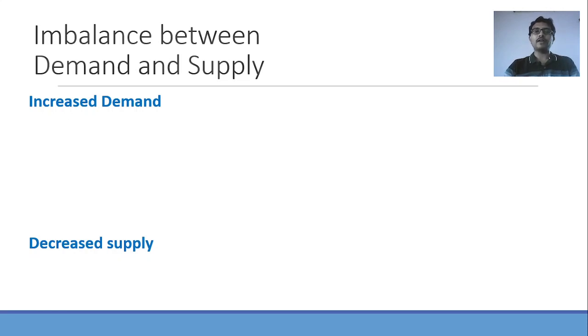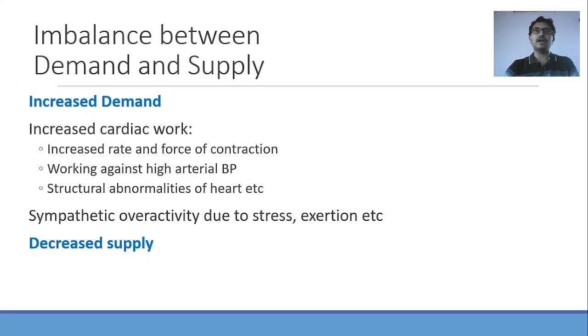So what are all the factors which lead to an increase in myocardial oxygen demand? If there is increased heart work, such as increased heart rate, increased force of contraction, the patient is having high arterial blood pressure, and the heart is working against a high arterial blood pressure, if there are structural abnormalities of the heart, all these conditions, and if there is sympathetic overactivity due to stress, exertion, all these conditions, the heart work is increased, the heart will have to work more.